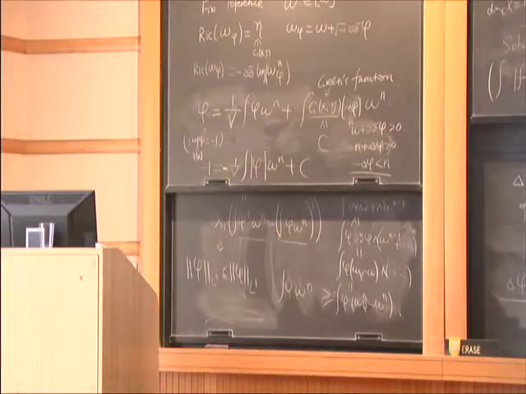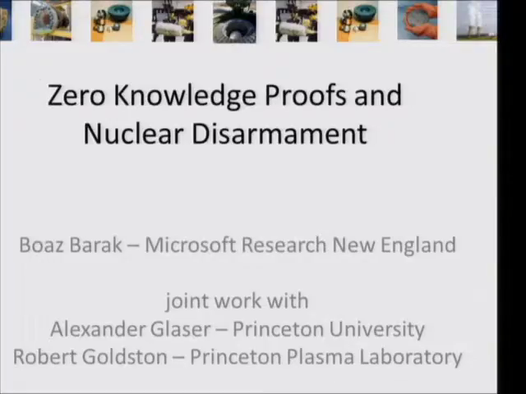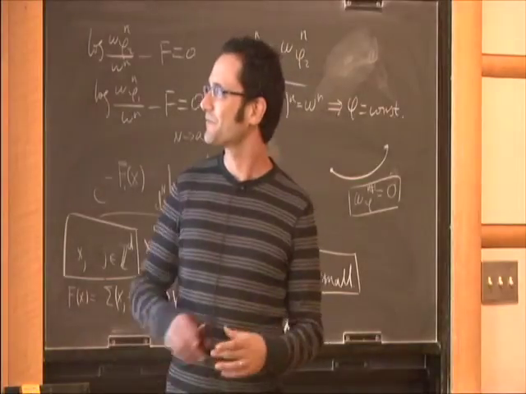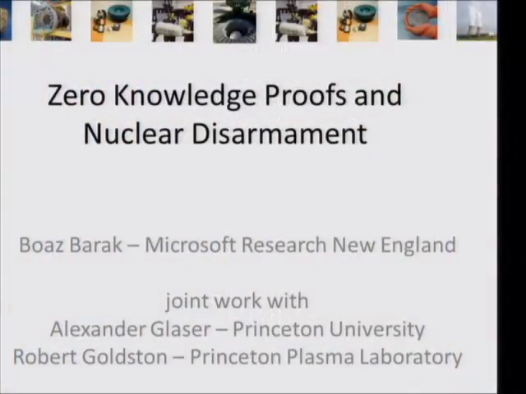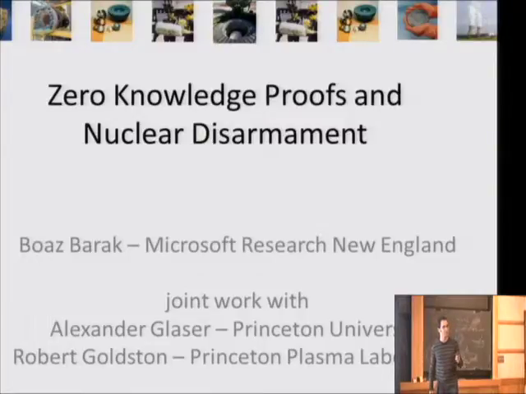Yes. So it's great to be back here, and I'm going to talk about physical zero-knowledge proofs and nuclear disarmament. This is joint work with Alex Glaser, who's right here from the Princeton Woodrow Wilson School of Engineering, and with Robert Goldston from the Princeton Plasma Laboratory. And I should warn you that this talk will be very light on math, very simple math, but I hope Amir will compensate for that with some heavy group theory in his talk in the afternoon.